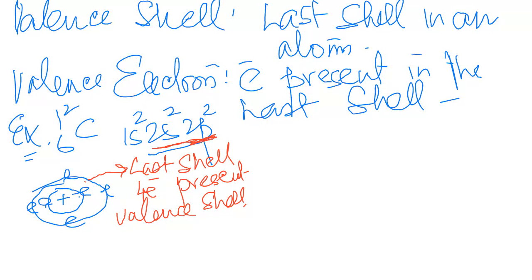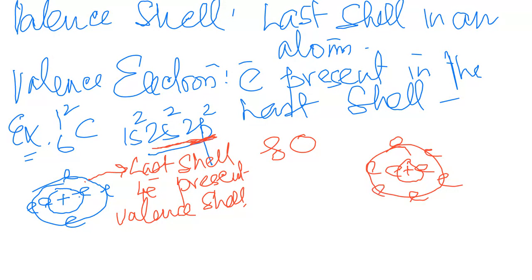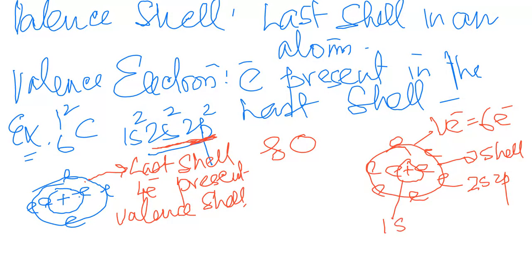You can write it yourself. The example is oxygen: 8 electrons, 1s2, 2s2, and 2p4. So 2 plus 6: 1, 2, 3, 4, 5, 6. These are the valence electrons. So the valence electrons are 6, with 2 electrons inside, because this is the second shell. In the second shell you get 2s and 2p. In the first shell you only have 1s.